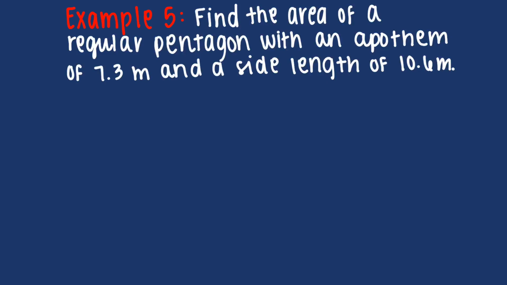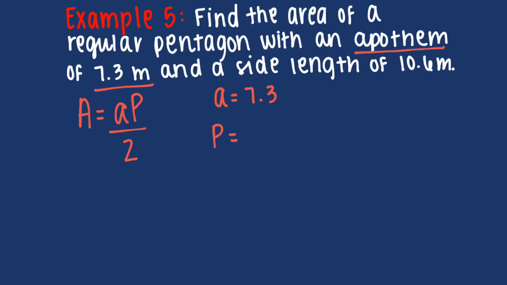So here, it is a regular pentagon, so I know my formula is A equals apothem times perimeter divided by 2. In my word problem, I'm given that my apothem is 7.3 meters. So I'm going to go ahead and fill in what I know. So I have my little a apothem is equal to 7.3, but I don't know what my perimeter is. I do know I have a side length of 10.6, so I'm going to go ahead and write that 10.6.